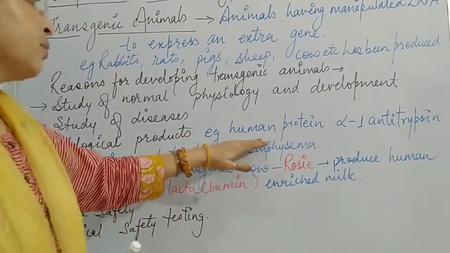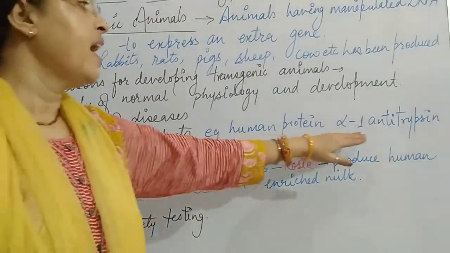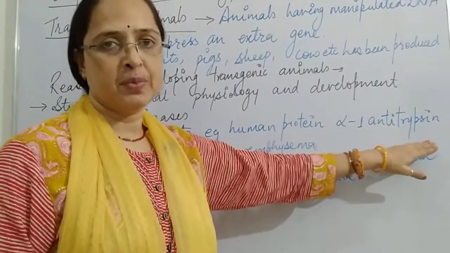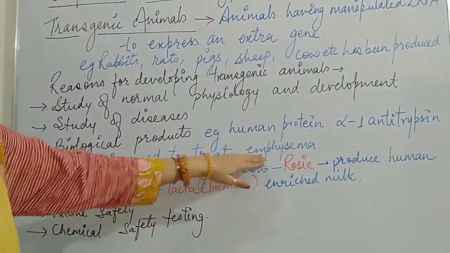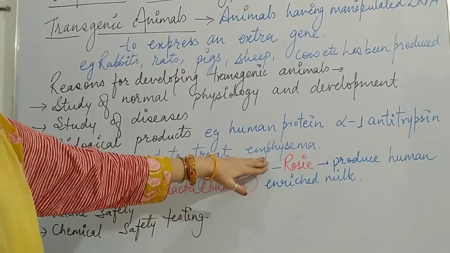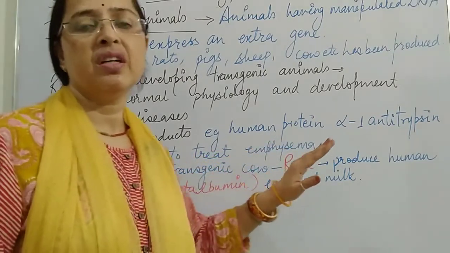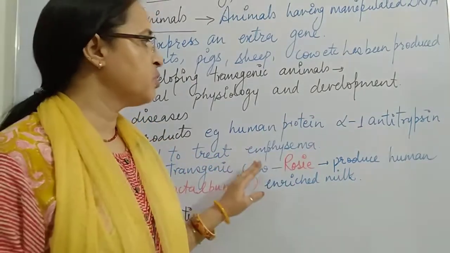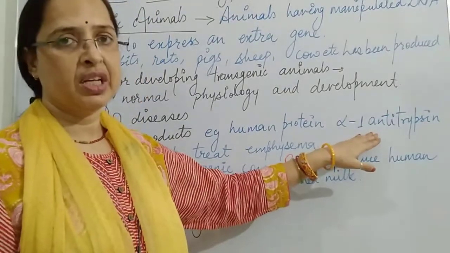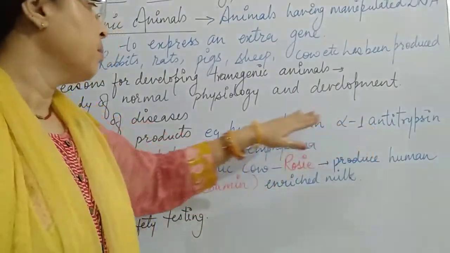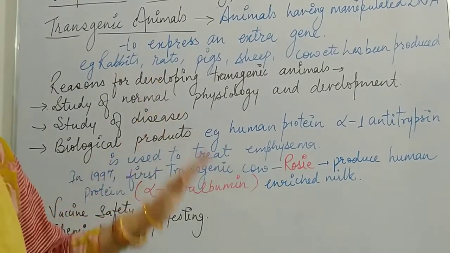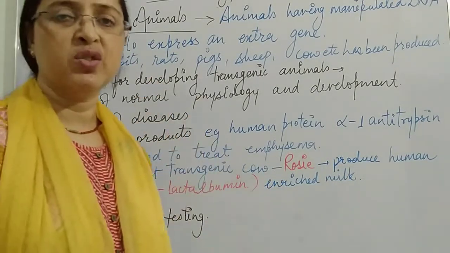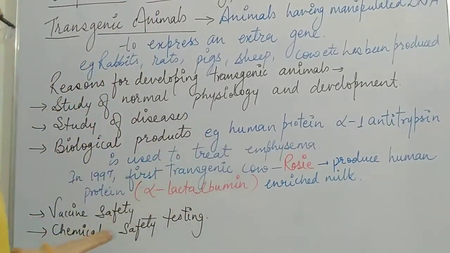The other example is the human protein alpha 1 antitrypsin. This was used in the treatment of emphysema. Emphysema is a respiratory disease. For its treatment, this human protein was prepared by transgenic animals, and these biological products are obtained from transgenic animals. The next one is vaccine safety.